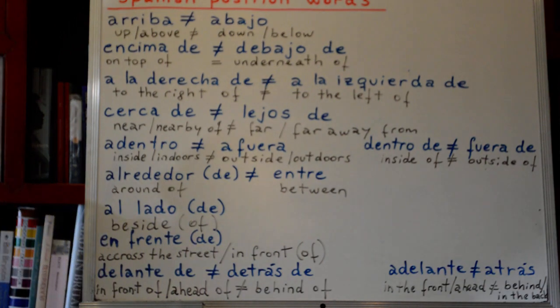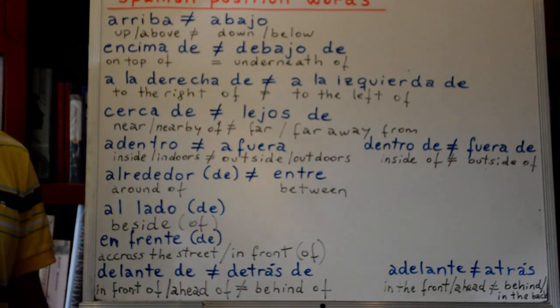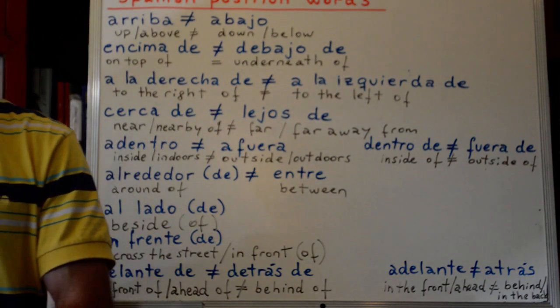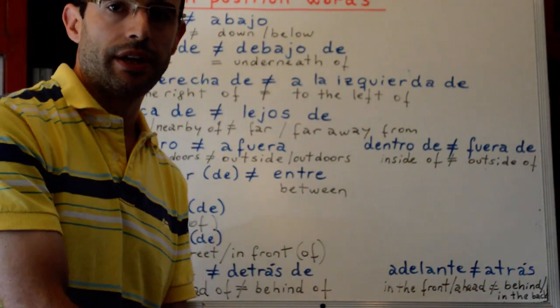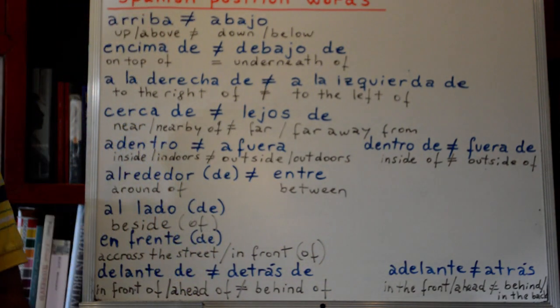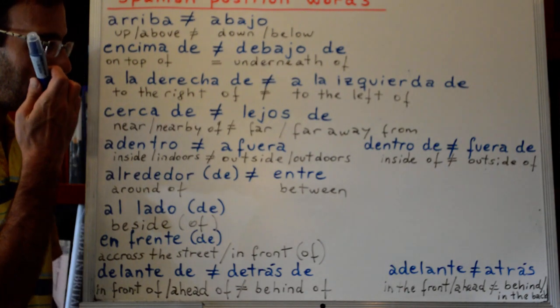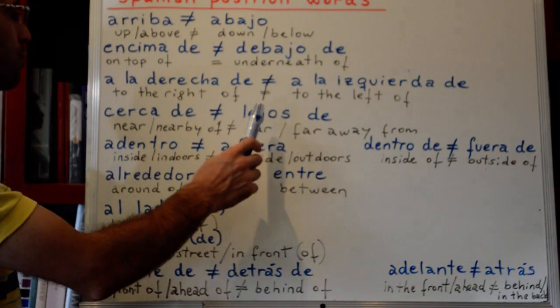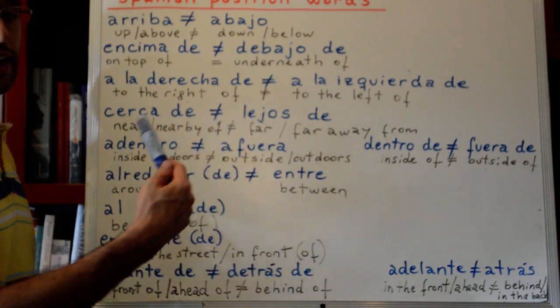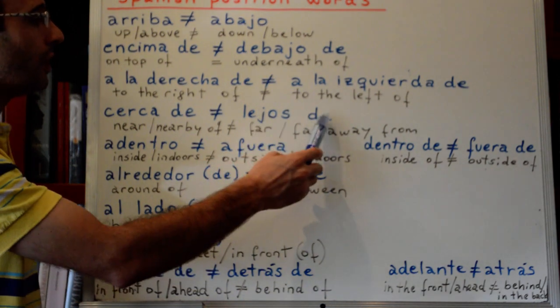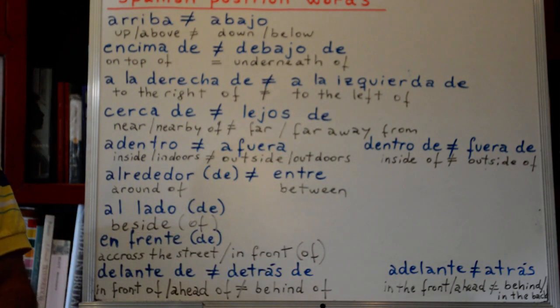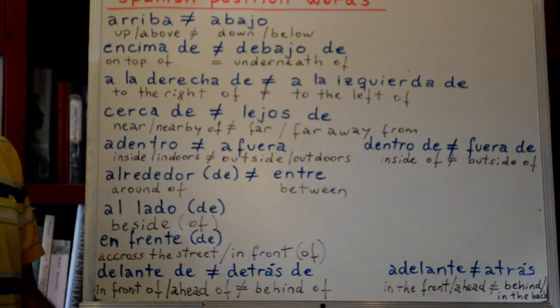Okay? Yo vivo lejos de Alemania. I live far away from Germany. Okay? Yo vivo lejos, I live, lejos de, far from or far away from, Alemania, Germany.